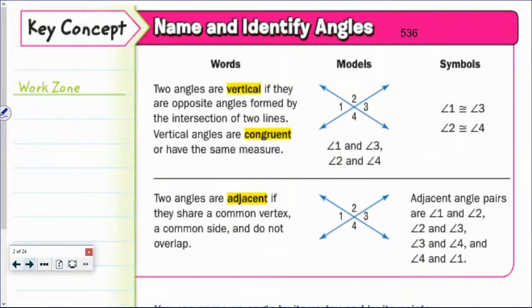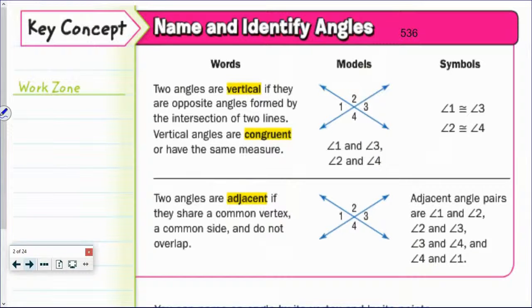It says name and identify angles. Two angles are vertical if they are opposite angles formed by the intersection of two lines. Vertical angles are congruent or have the same measurement. So congruent is geometry speak for equal. They are equal in size and shape.